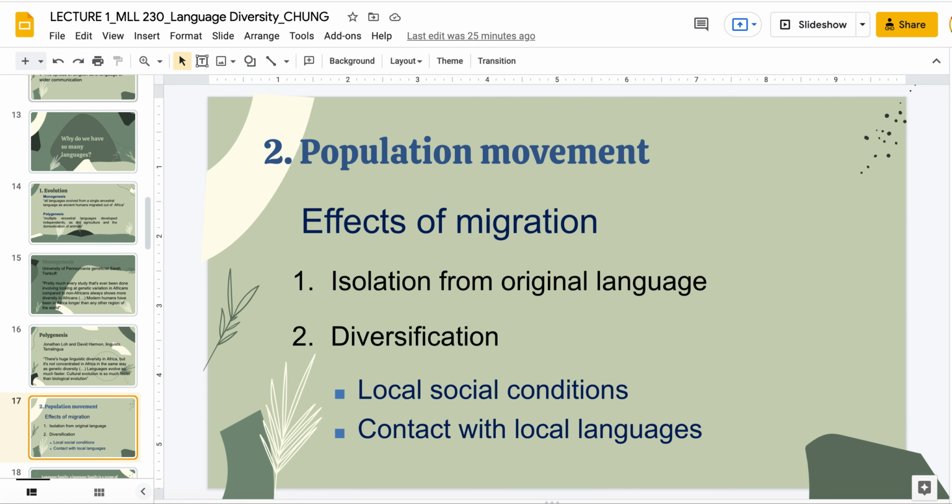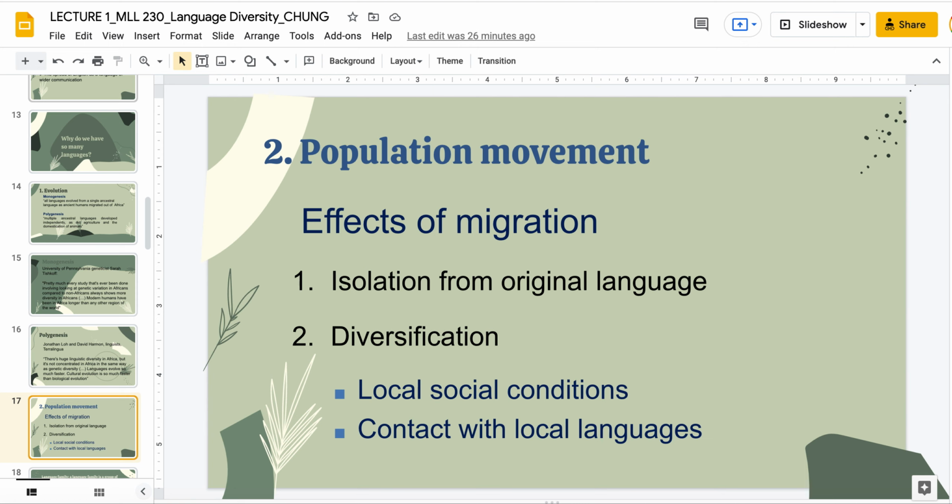It also speaks to diversification. So you have local social conditions and then contact with those local languages. When you're able to move from one place to another, it's not like your language is in a vacuum, right? Your language is constantly being molded by your environment. And so if you're moving somewhere, then you'll have contact with more languages. So your original languages change. And maybe there's a hybrid, right?